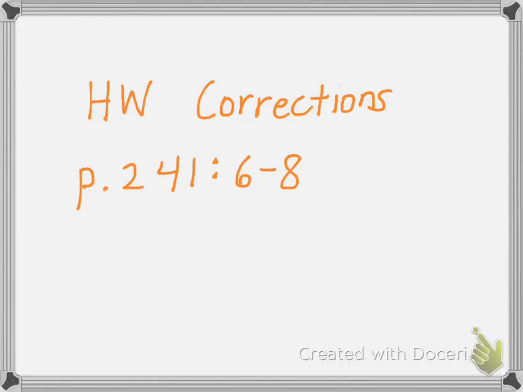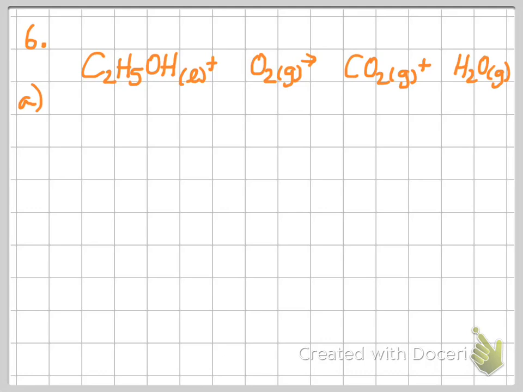Here are homework corrections for page 241, 6 through 8. Question number 6 says, balance this equation. So first it asks us to balance this equation. This is a combustion reaction.